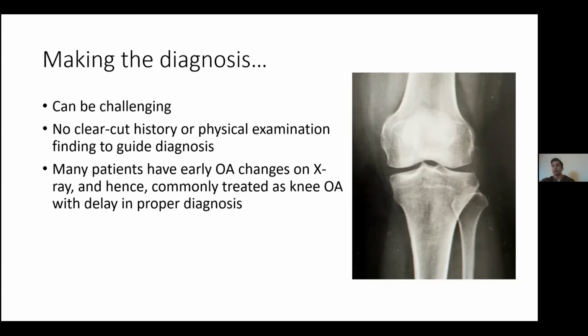The X-ray on your right is of a patient who actually had a root tear, and as you can see, the X-ray itself is fairly innocuous, other than maybe early joint space narrowing and prominence of the tibial spine suggestive of early OA.